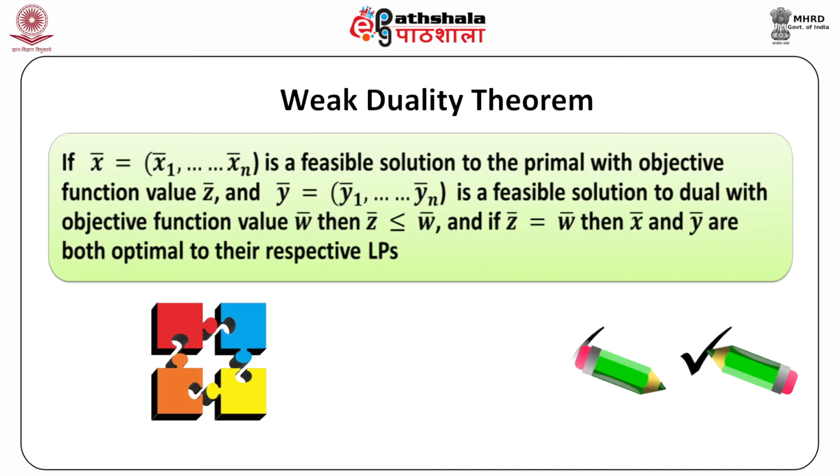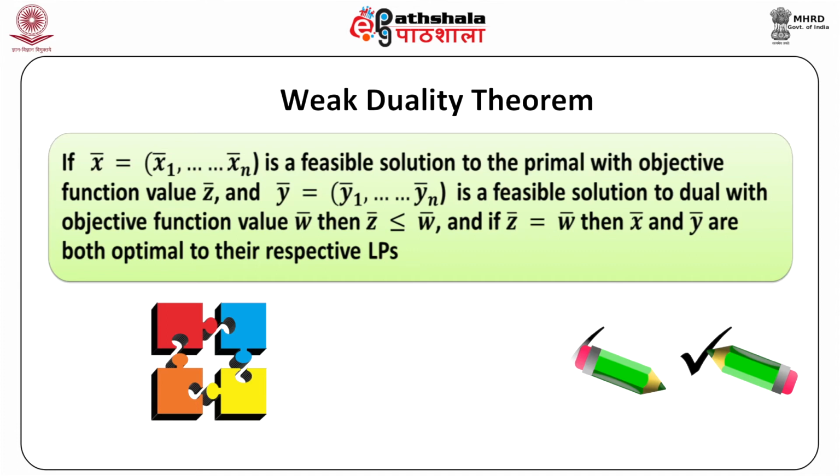Weak duality theorem: if x bar equal to x1 bar going till xn bar is a feasible solution to the primal with objective function value z bar, and y bar equal to y1 bar going till yn bar is a feasible solution to the dual with objective function value w bar, then z bar is less than or equal to w bar, and if z bar is equal to w bar, then x bar and y bar are both optimal to their respective linear programs.